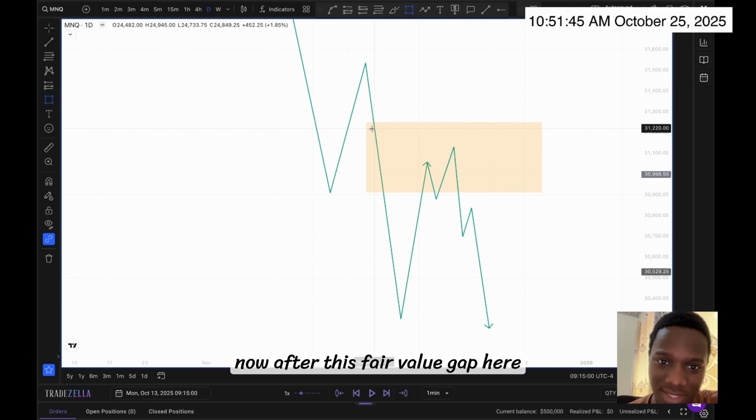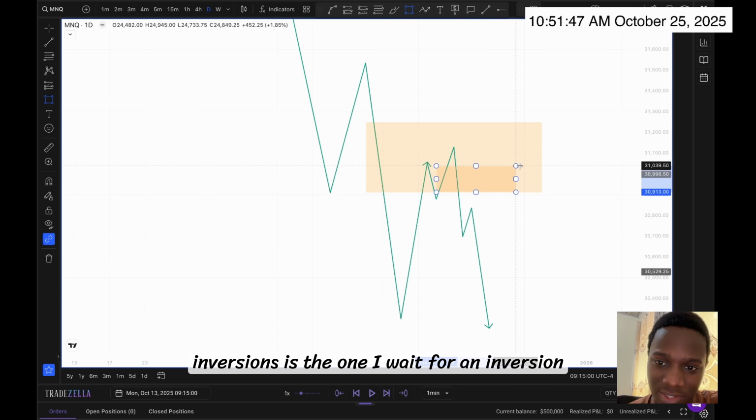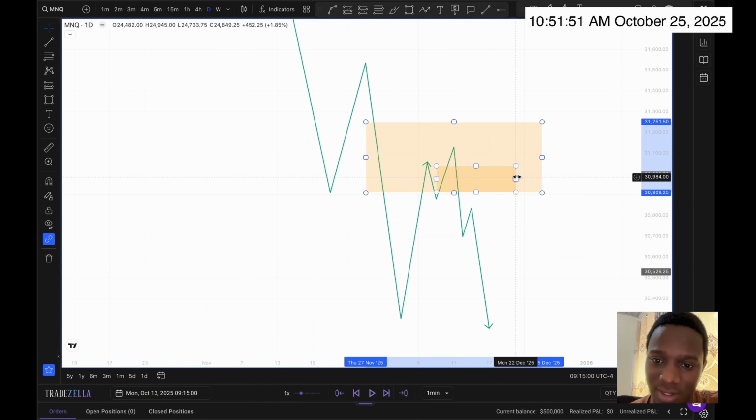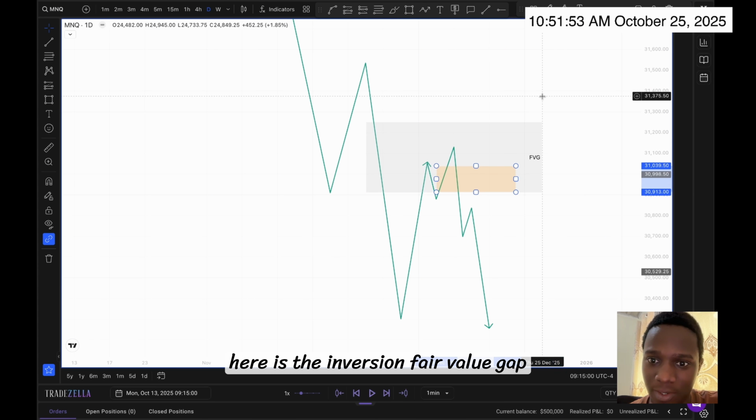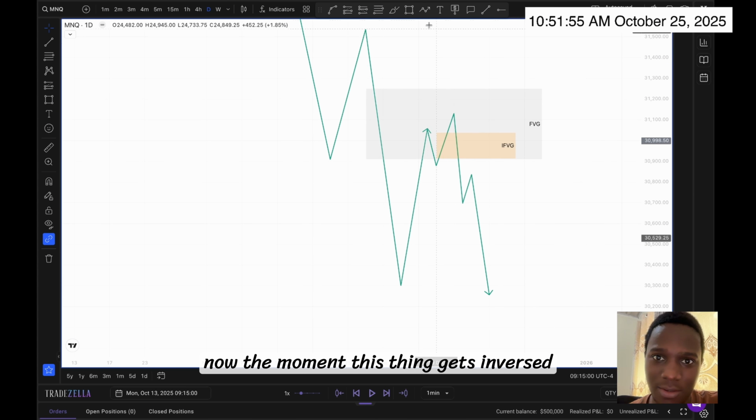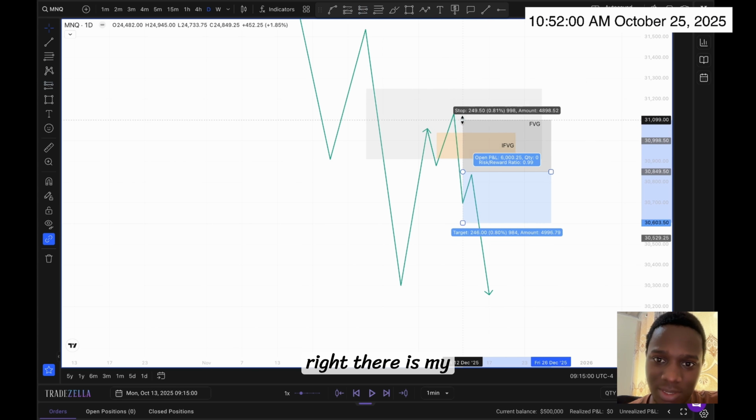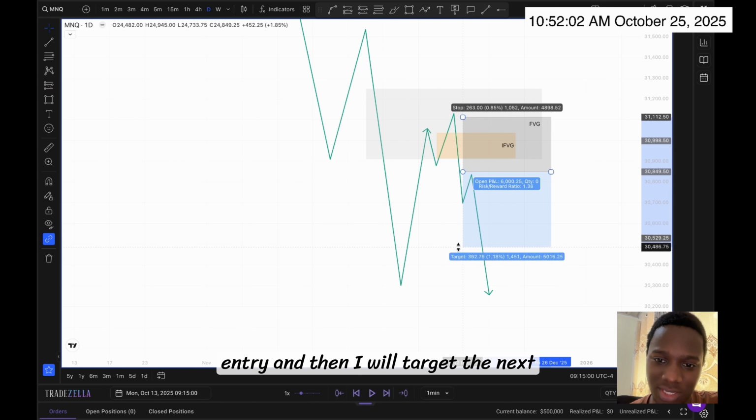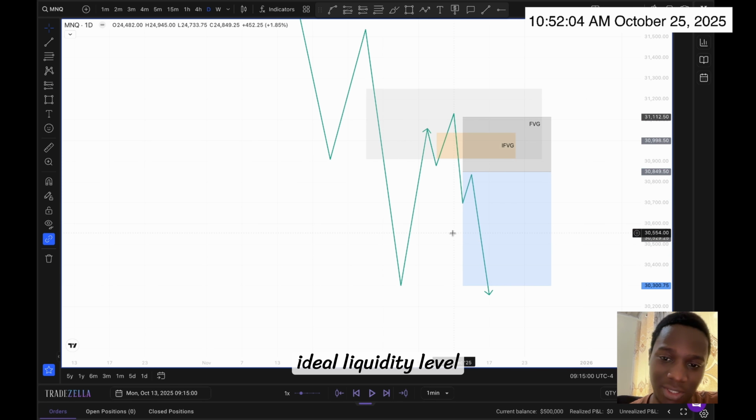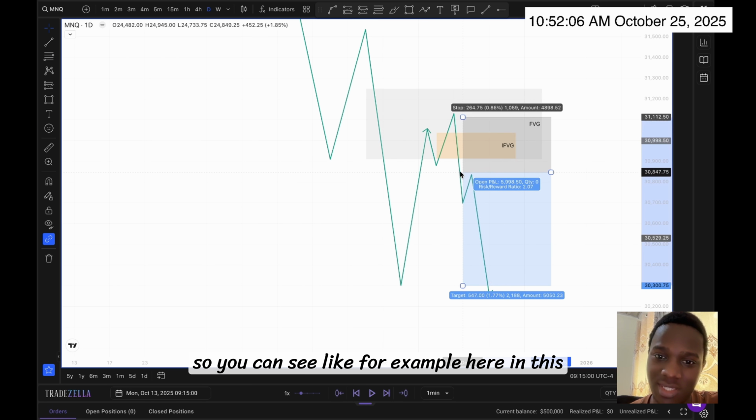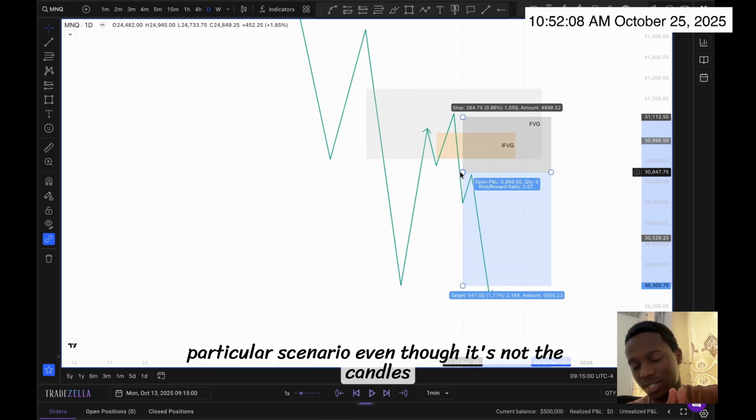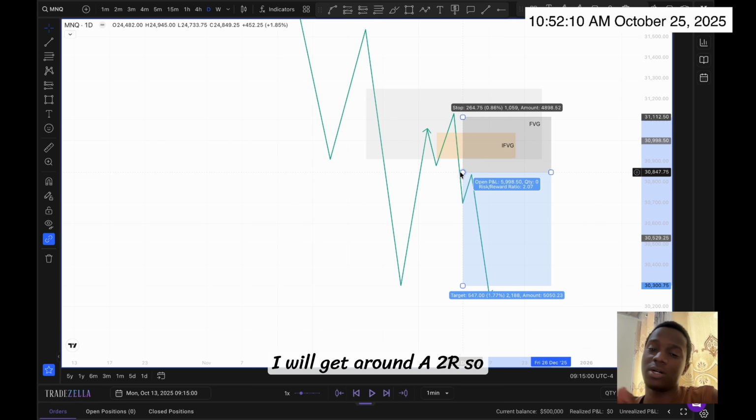Now after this fair value gap here, an inversion is the one I wait for to get the entry. So here is the inversion fair value gap. Now the moment this thing gets inversed, right there is my entry, and then I will target the next ideal liquidity level. So you can see, for example here in this particular scenario, even though it's not the candles, I will get around a 2R.